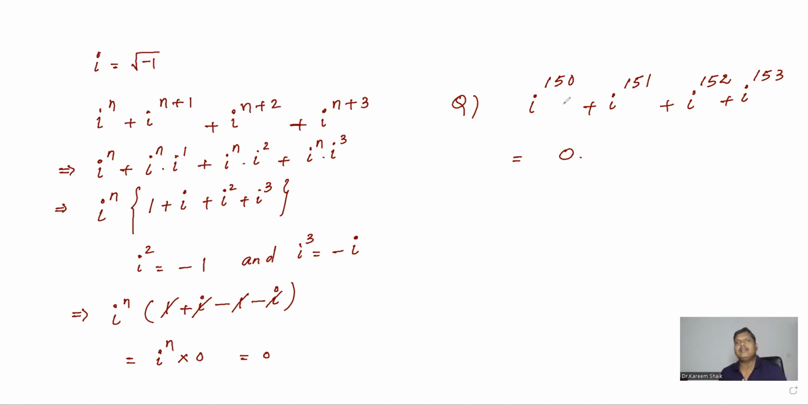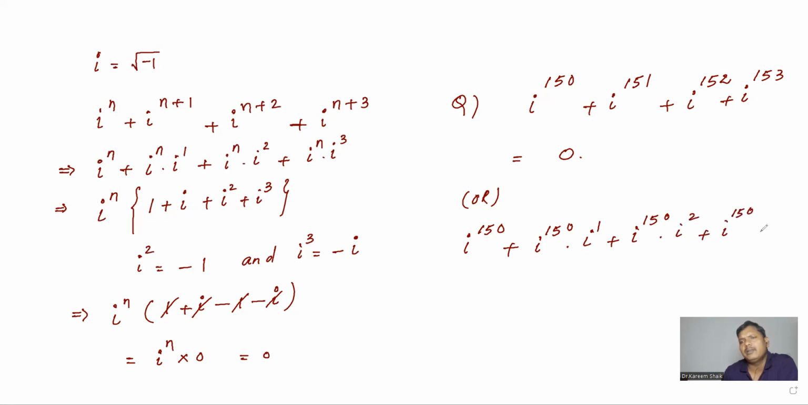Or else, if we forget about that property, we can write i^150 plus i^150 into i^1 plus i^150 into i squared plus, similarly, i^150 into i cubed. Now if we take i^150 common, we will get 1 plus i squared plus i cubed. This value is 0. So 0 into anything is 0. I hope it's clear.